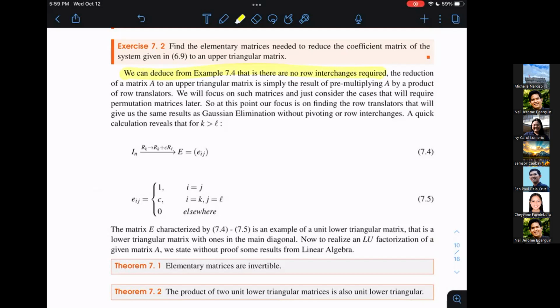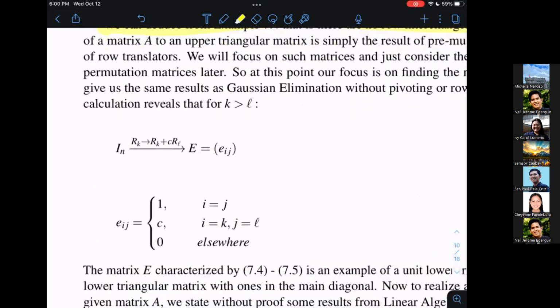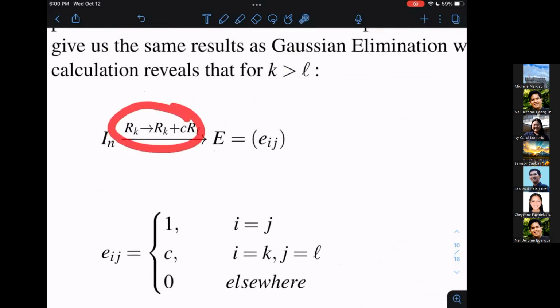Dahil ngayon, limited na tayo doon sa pagko-consider ng mga matrices na kaya nating i-reduce into an upper triangular matrix using only row translations. Pwede ko nang tingnan ano yung itsura ng elementary matrix in general kapag ginagawa ko ang row translation. Alright? So, halimbawa, ito yung row translation operation mo. You want to replace the kth row of the given matrix by the kth row plus a multiple of the lth row. Okay? So titingnan natin in general, ano yung itsura ng elementary matrix na yan para madali ninyong ma-program ito.